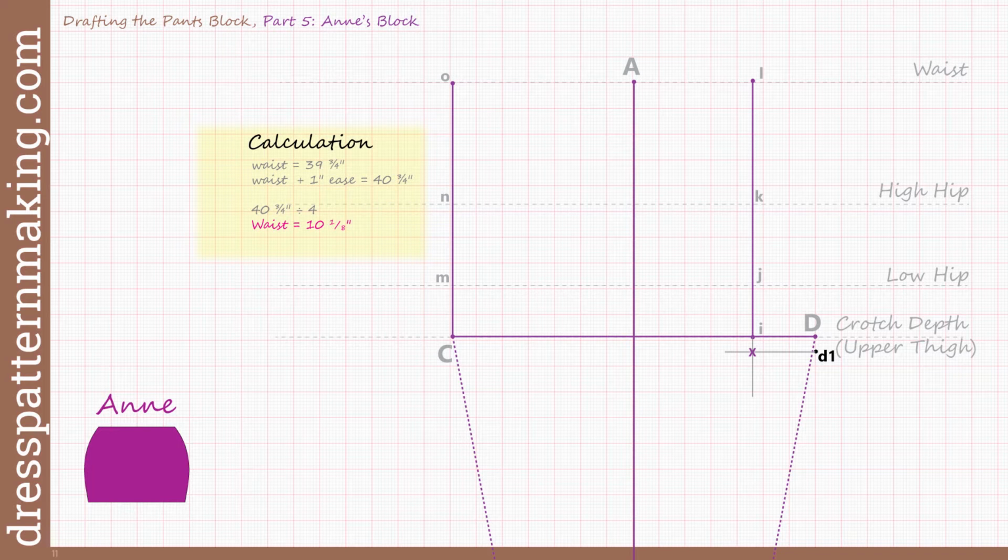So now I'll do the calculation for the waist shaping. I'll take Anne's waist measurement, which is 39¾ inches, and add 1 inch for ease. I'll then take that total, 40¾ inches, and divide it by 4. So the waist measurement for the front and back will be 10⅛ of an inch. With the other figures, I started the waist shaping by coming in 1/2 inch from point L on the waist and marking point P. Then drawing a straight line from P to low hip point J. This line would be the centre front line. However, I'm not going to do that with Anne.